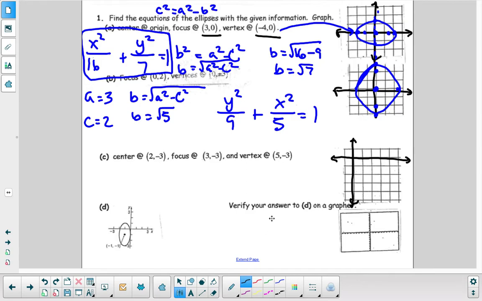Yeah, let's get into it. Okay. So graphing this, 2, negative 3 is our center. Focus is at 3, negative 3. And a vertex is at 5, negative 3. This is our center again. This is our vertex. It should be mapped across on the other side as well. So this is another focus, and this is another.